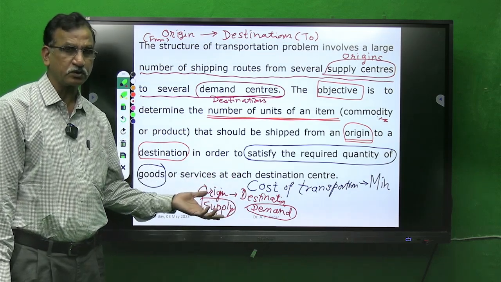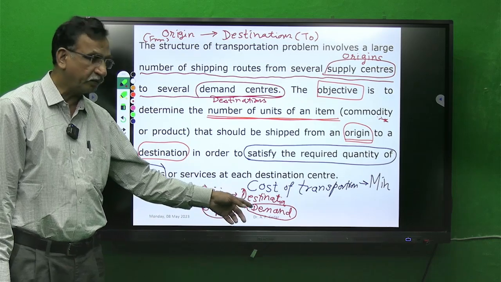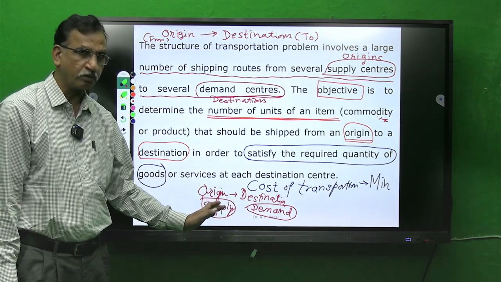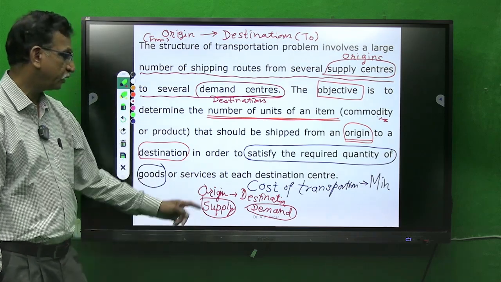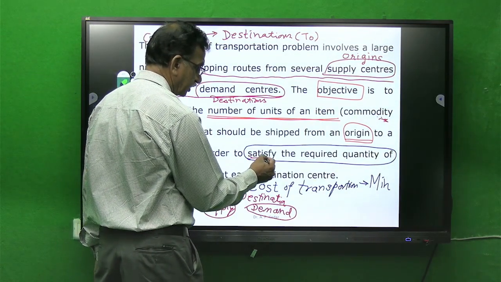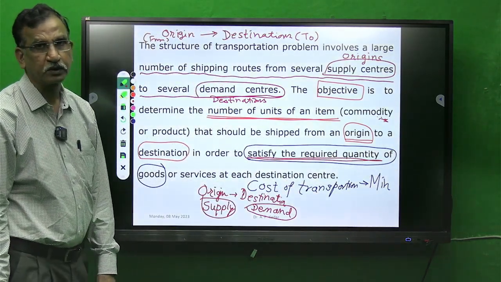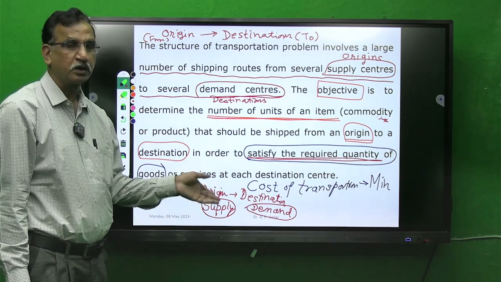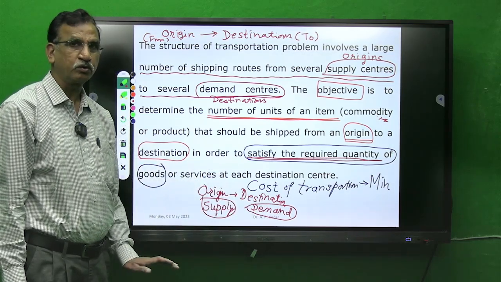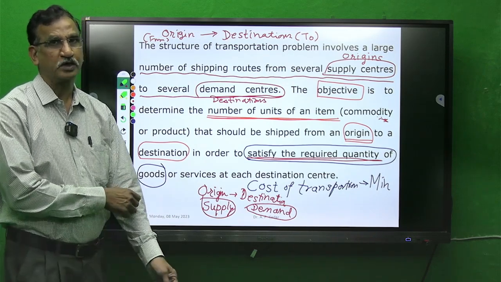Destinations means cities, places where that will be required. So it is the business of supply and demand. Here you can see the important highlighted word, satisfy the required quantity. Satisfy the required quantity means whatever is demanded from that particular destination, you have to make that demand to be in the form to be satisfied.